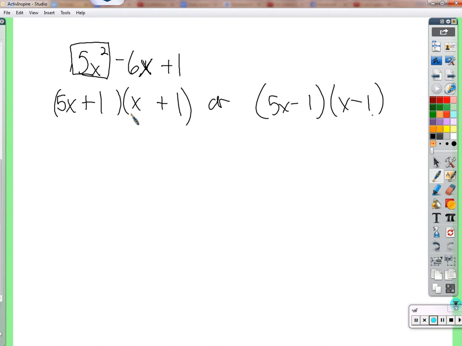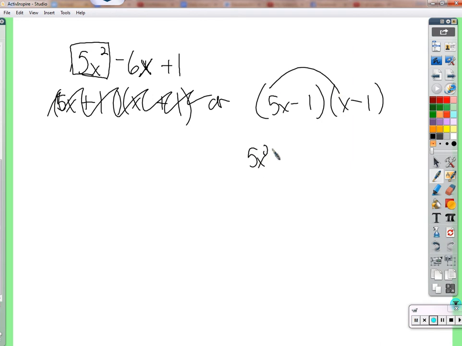Well, yes, because the answer I was looking for specifically was, when we multiply these together, we should come up with that, right? That's the way it's always been for the last two classes we've been doing this. So we need to be able to multiply the two factors together and get that original thing back. And which one does that? The one on the right. With the negative, yeah. Multiply it out, just to double check.